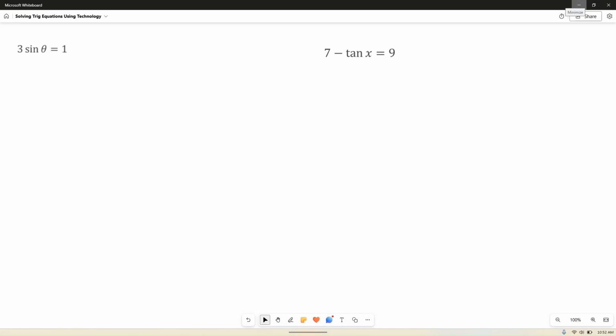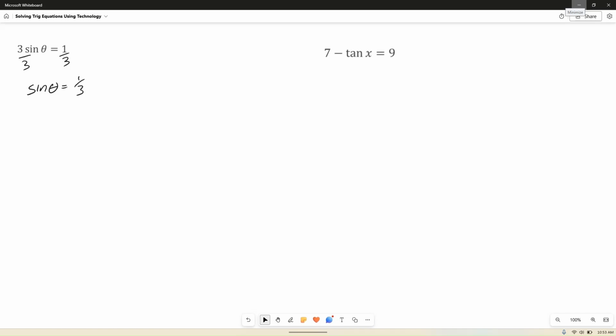Let's look at a couple examples in solving trig equations where we're going to have to use technology to actually find our solution. So for this first example, we have 3 times the sine of theta is equal to 1. So just using our strategies that we've seen so far, we just need to isolate that sine of theta. So that means we're going to divide both sides by 3. And if we do that, we'll have the sine of theta is equal to 1/3.